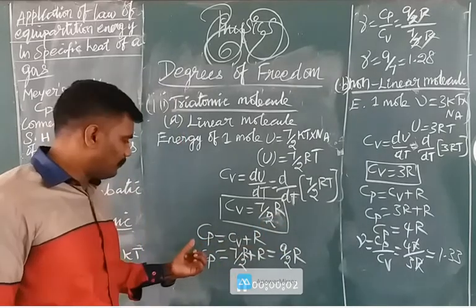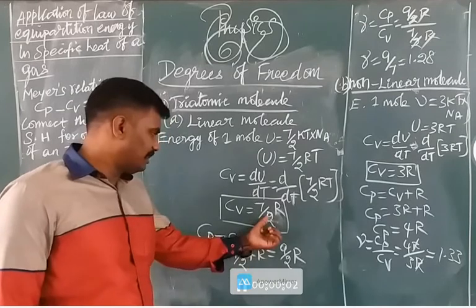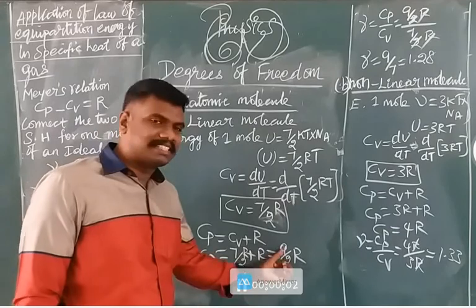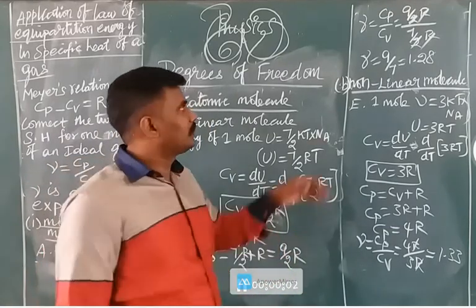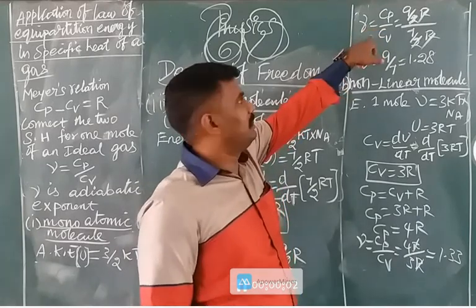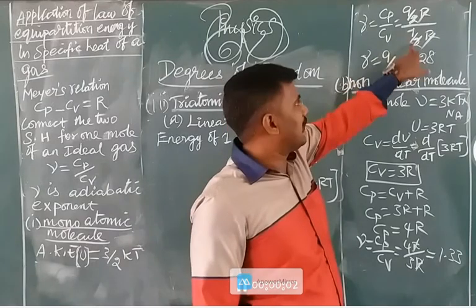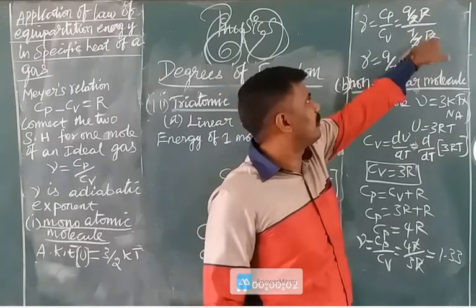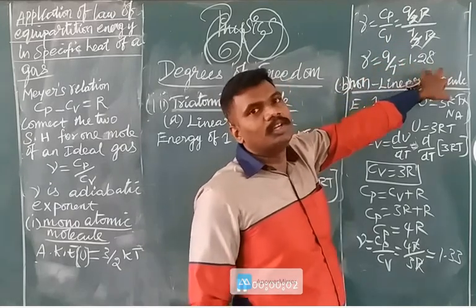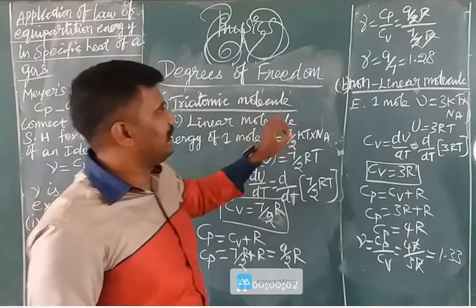So what is the formula for the Cp? Cp is equal to Cv plus R. Cv value is 7 by 2 R plus R, which is nothing but 9 by 2 R. Now the formula for gamma: gamma is equal to Cp by Cv. The value of Cp is 9 by 2 R divided by Cv, 7 by 2 R. The 2 and R cancel, the remaining term is 9 by 7. Gamma is equal to 1.28 for triatomic molecules in linear position.